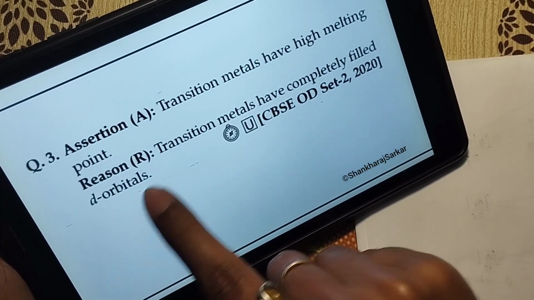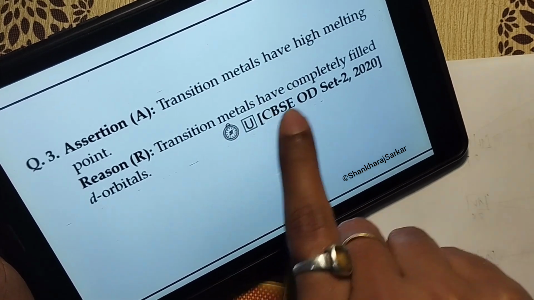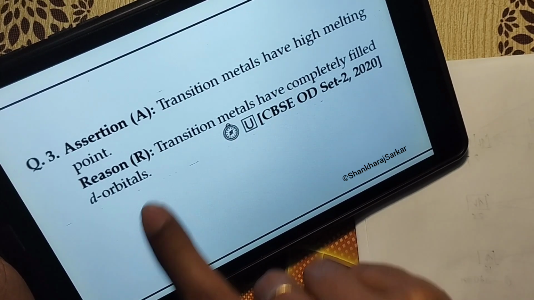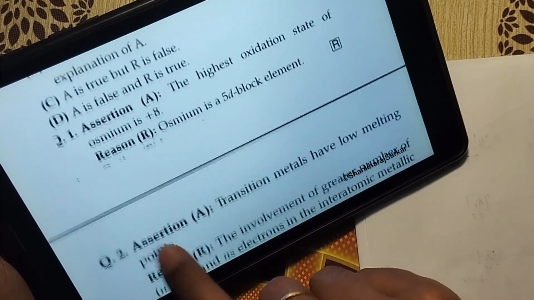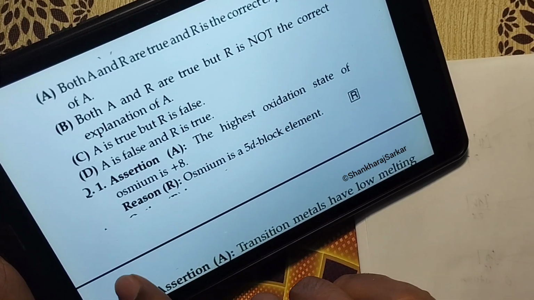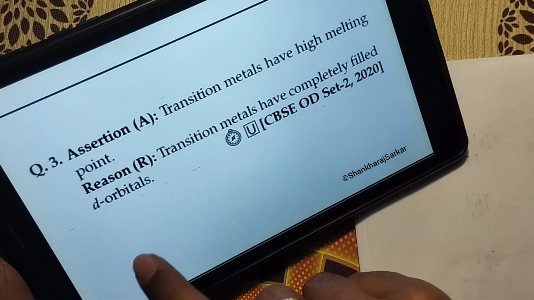Next, number 3. Transition metals have high melting points. That is correct. Transition metals have completely filled d orbitals. This R is wrong. So obviously for question number 3, option C is the correct option. A is true, R is false.